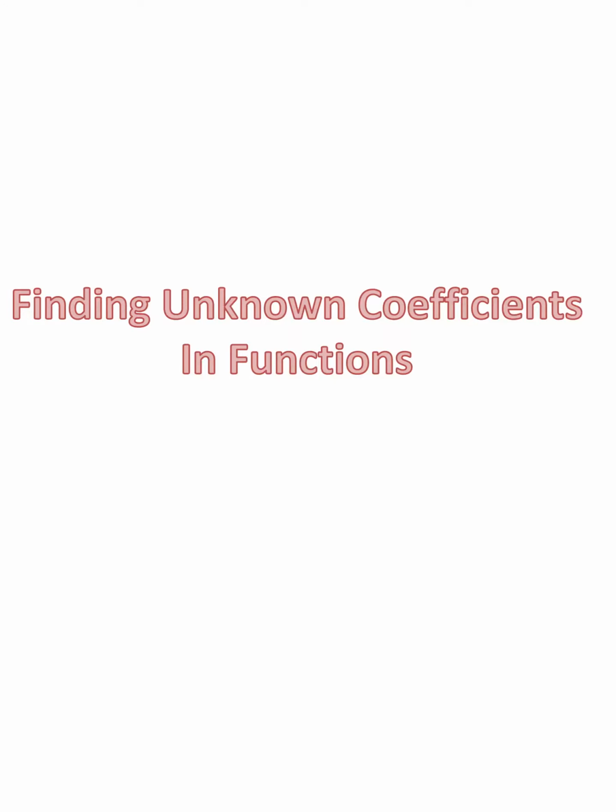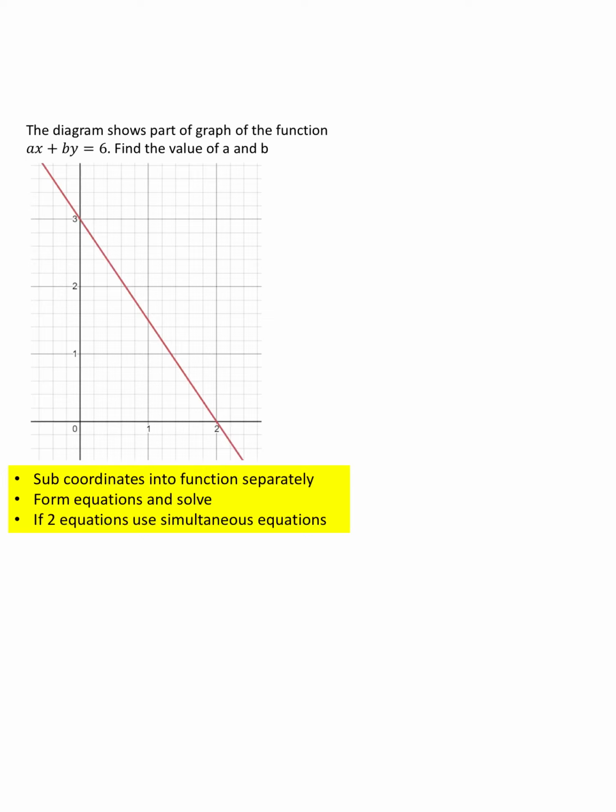In this video, I'm going to be looking at finding unknown coefficients in functions. In this question, we're given a diagram that shows part of the graph of the function ax plus by equals 6, and we need to find the value of a and b. To do these questions, any coordinates we know, we sub these coordinates into the function separately. We then form equations and solve. If we end up with two different equations, we may need to use simultaneous equations.